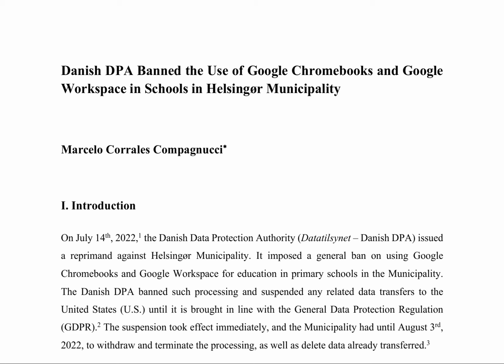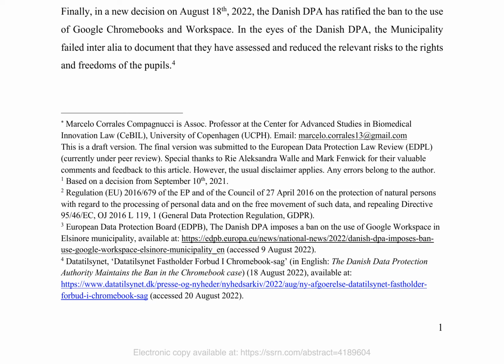The implications of this decision are significant, as it highlights the importance of data protection impact assessments in ensuring the compliance of data processing activities with the GDPR. The Danish DPA's decision serves as a precedent for other data protection authorities in the European Union, emphasizing the need for robust risk assessments and mitigation strategies to safeguard the rights and freedoms of data subjects.